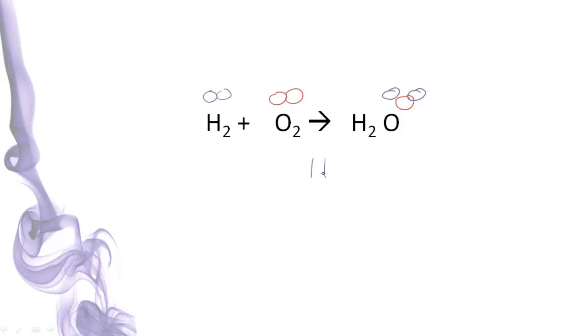I can say for my hydrogens, how many do I have on this side? How many do I have on this side? So right now I have 2. How many on this side? I also have 2. So that's balanced. 2 equals 2. Let's try oxygen.